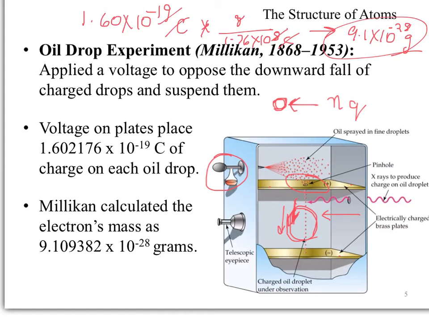One of Thomson's deductions was that the mass of an electron is about 1 over 2,000 times lighter than the mass of a hydrogen atom, which is also the lightest atom. This ultimately came out true, because that number was found to be 1 over 1839. So the mass of an electron is 1 over 1839 the mass of a hydrogen atom. It's really, really small.